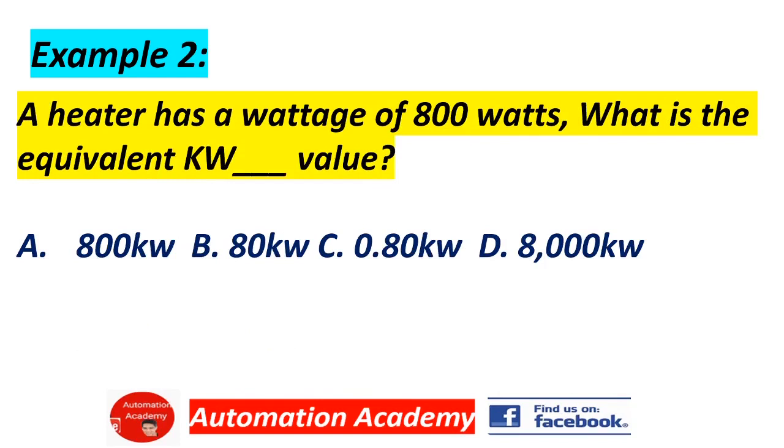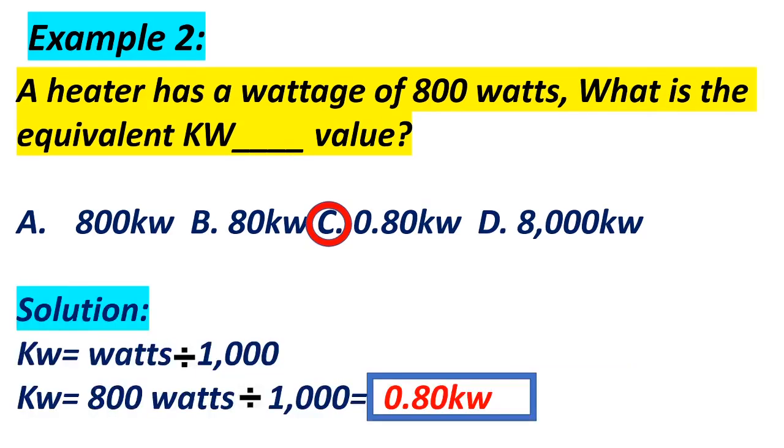A heater has a wattage of 800 watts. What is the equivalent kilowatt? A, 800 kilowatt, B, 80 kilowatt, C, 0.80 kilowatt, D, 8,000 kilowatt. Answer C, 0.80 kilowatt. Solution: kilowatt equals watt divided by 1000. Kilowatt equals 800 watts divided by 1000 equals 0.80 kilowatt.